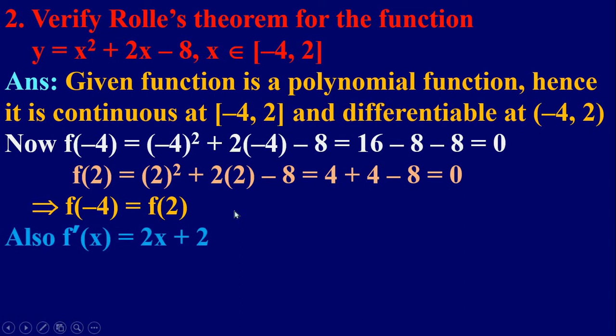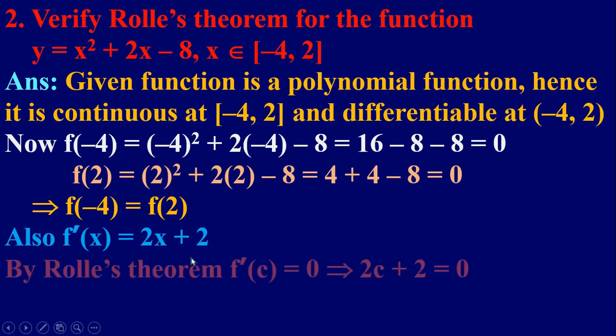So next we find f dash x. So differentiate the given function, x square differentiation is 2x and 2x differentiation is 2. So f dash x is 2x plus 2. So by Rolle's theorem we can find c such that f dash c equal to 0. So that is 2c plus 2 equal to 0.